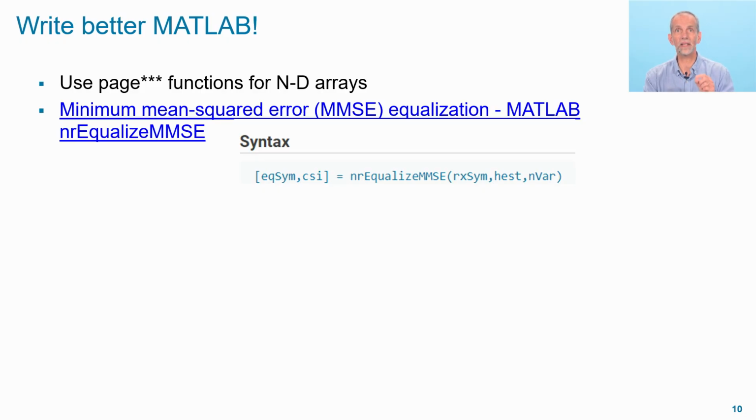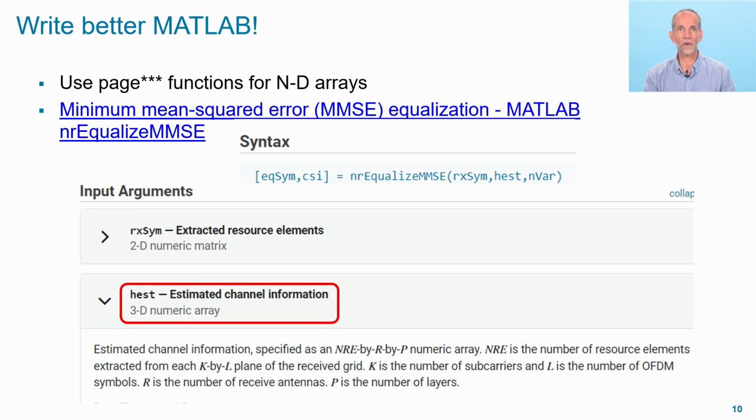And it turns out that in many modern comm systems, you are working with a 3D dimensionality. You're working in time, you're working in frequency, and you're often working with multiple antennas. So there's a spatial dimension as well. 3D. That means these page functions can be used for that hest. And in fact, there you go. hest is a 3D numeric array. So what we at MathWorks have done is where we're using that equalize MMSE, we use the page functions.